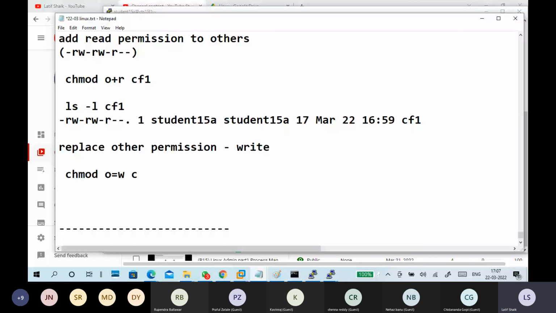Till now we were either adding or removing. But here, replace means whatever permissions are there will be removed and these permissions will be added. We can put rw, rwx also, no problem.